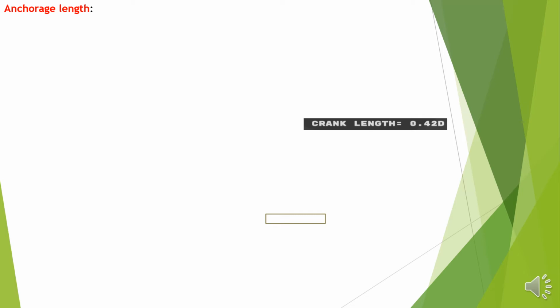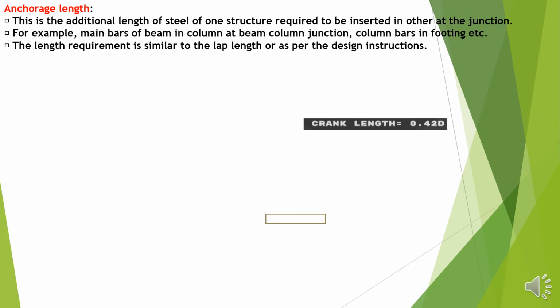Anchorage length. This is an additional length of the steel of one structure required to be inserted in another one at the junction. For example, main bars of beams in a column and beam junction, column bars in footing, etc. The length requirement is similar to the lap length as per the design instruction.